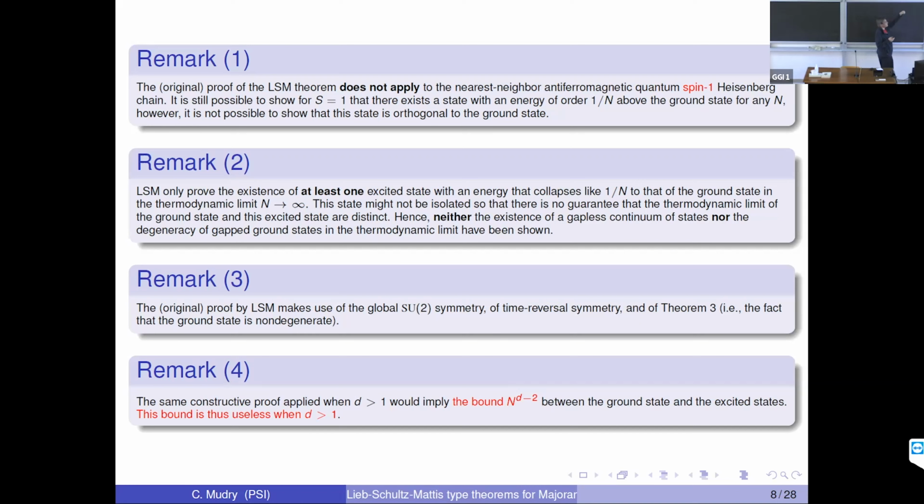Now, I asked in the first comment, what if the spin was integer, spin 1, as opposed to spin 1/2? It doesn't work. What if the dimension is larger than 1? The variational state that Lieb-Schultz-Mattis constructed, you can construct it in any dimension, but the energy separation that you get with the ground state is scaling like n to the d-2, which is only useful when d is equal to 1, but for any higher dimension, it is a useless bound. So their strategy doesn't work in any but one dimension.